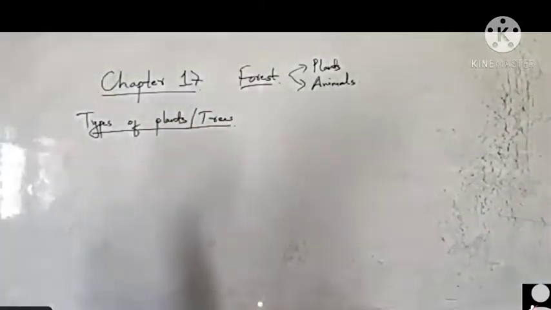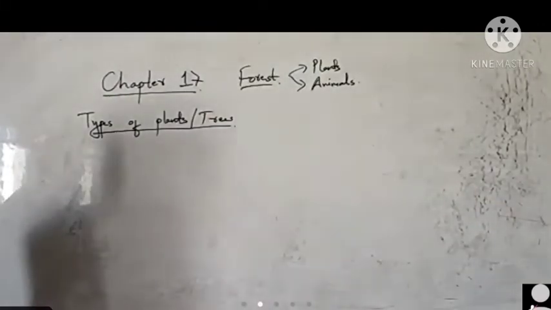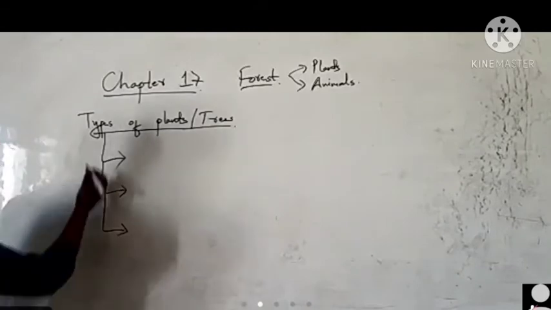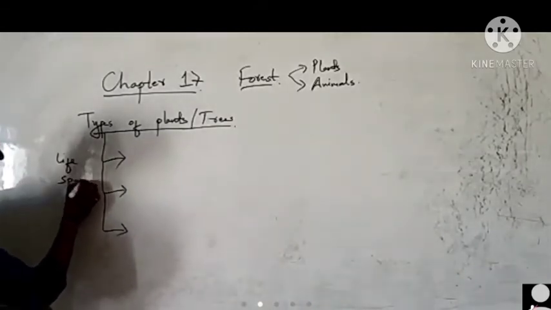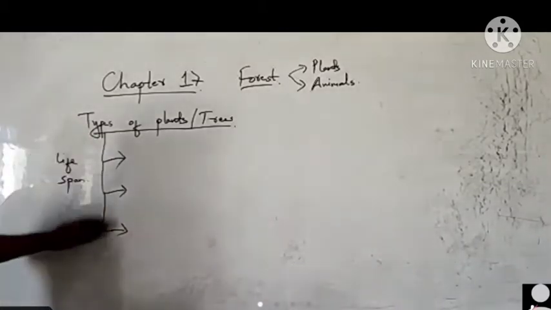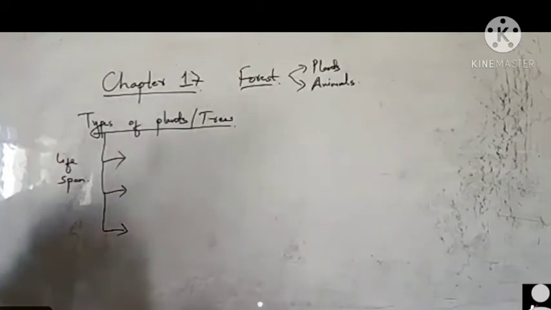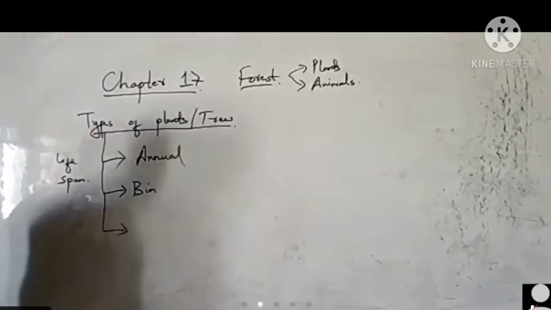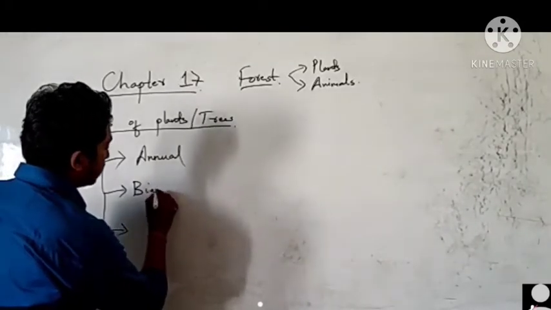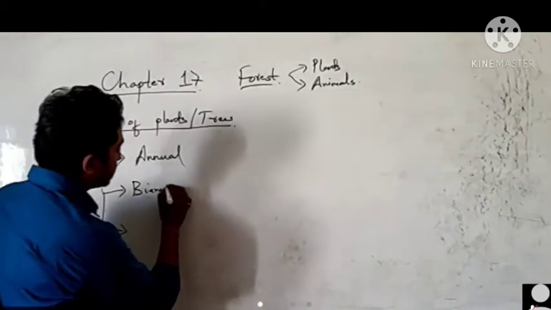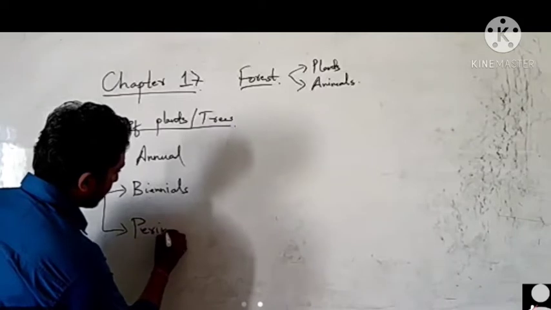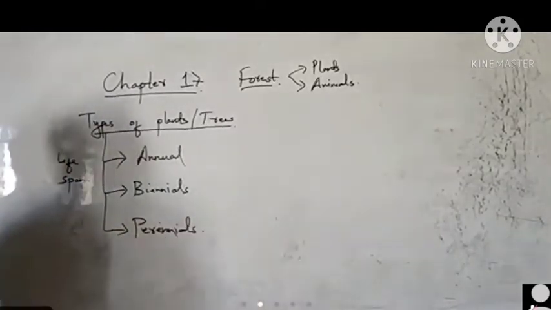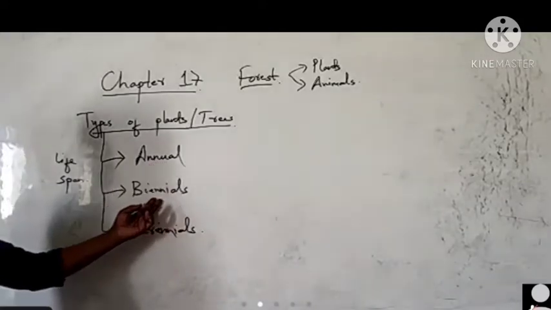Forest has a wide variety of plants and trees. Based on their lifespan, plants and trees are classified into the following three classes. They have been divided into three classes according to lifespan. Number one, annual. Number two, biennial, and perennial. So they have been divided into three types: annual, biennial and perennial.